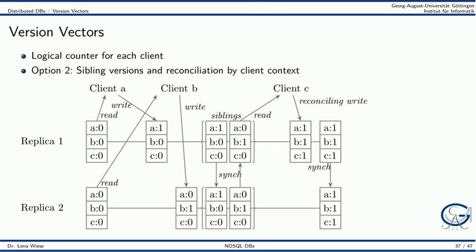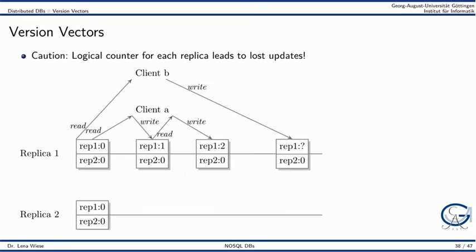A client is required to reconcile the two divergent versions into one. The client has to write the reconciled version to the system and increment the version counter appropriately. It is important to note that we indeed need version vectors with counters for each individual client or accessing application. In particular, it is not sufficient to just keep counters for each replica.